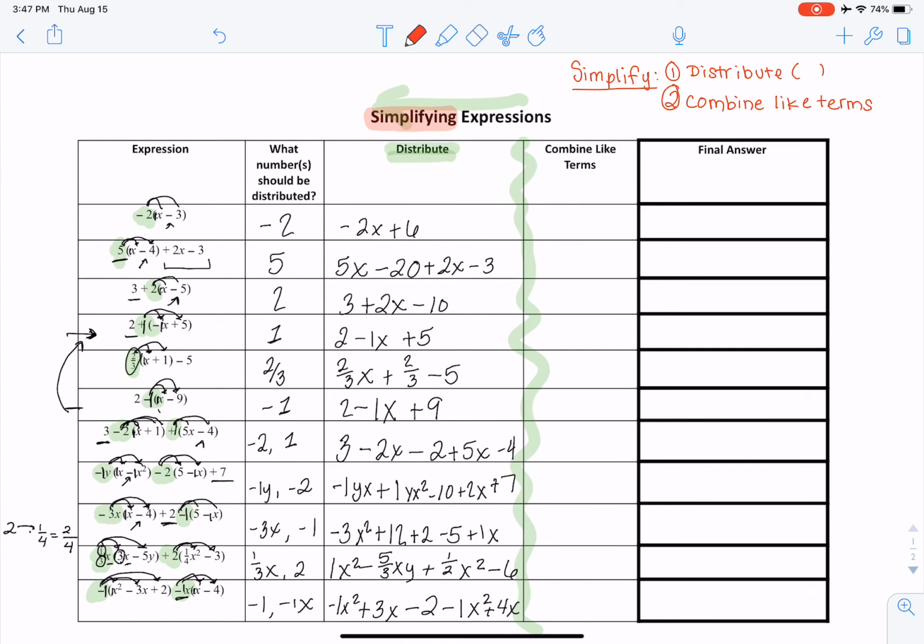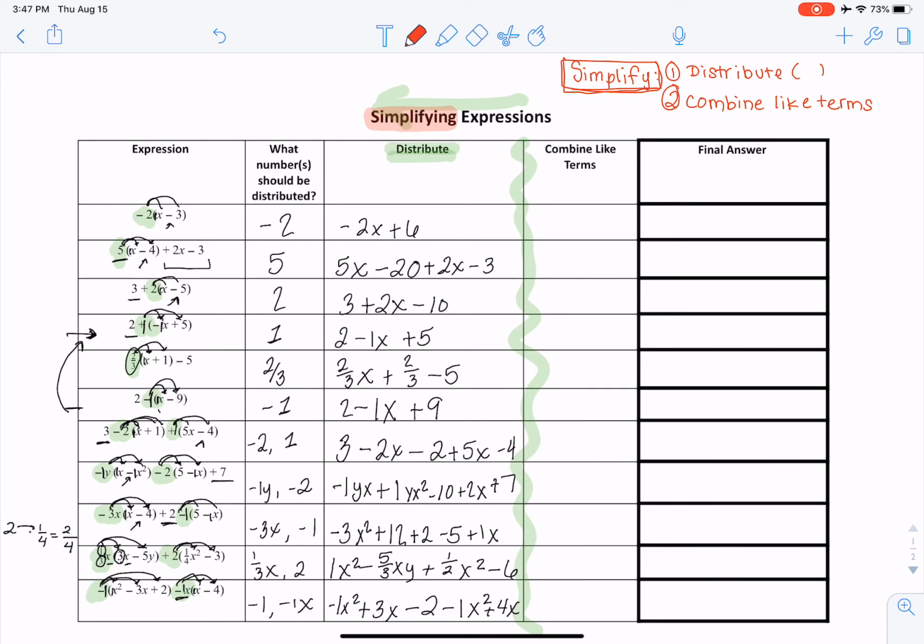Sometimes all you can do is distribute, and sometimes all you can do is combine like terms. But if your instructions tell you to simplify, you have to check for both. So really all we're doing today is we're not going to learn anything new. We're going to combine what we learned about distribute and what we learned with combine like terms, and we're just going to put it all together, all right?